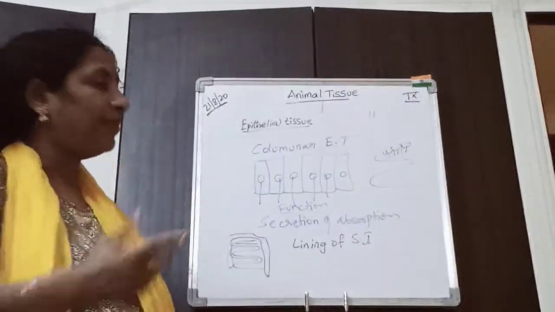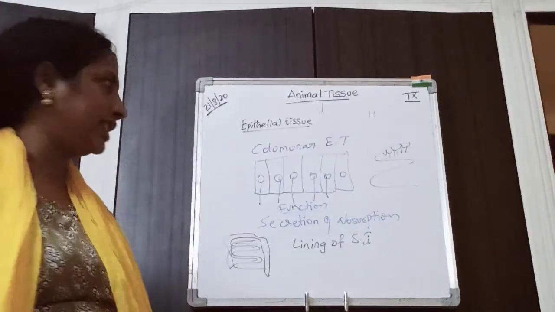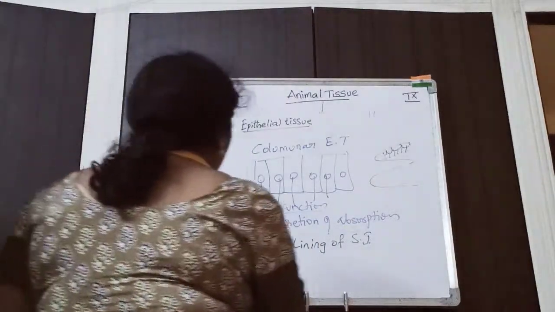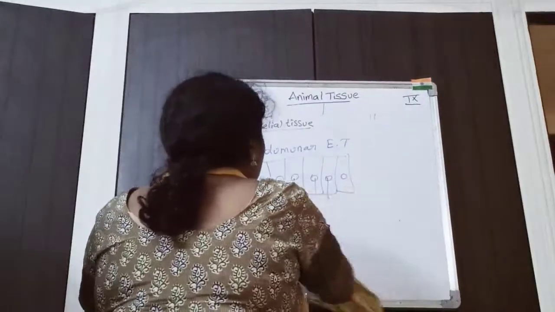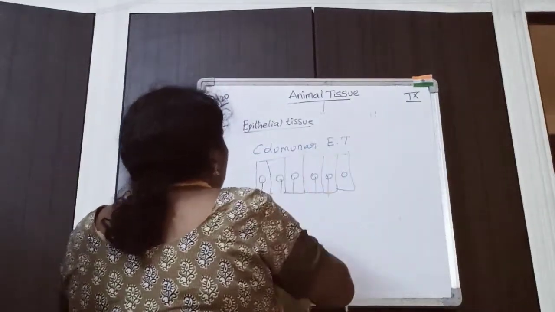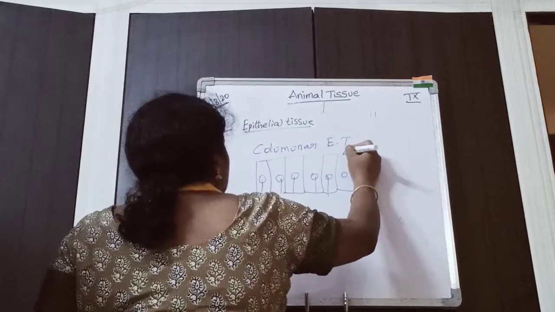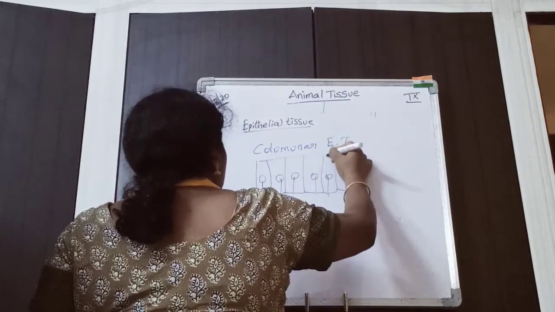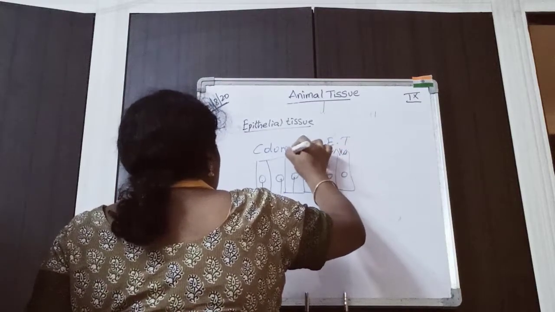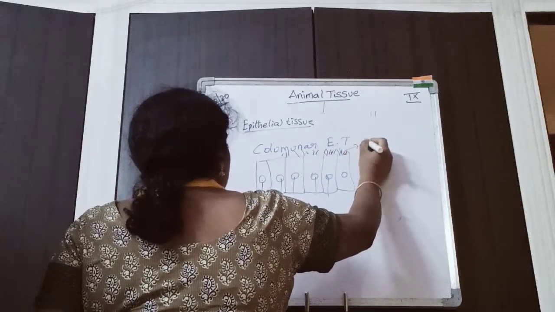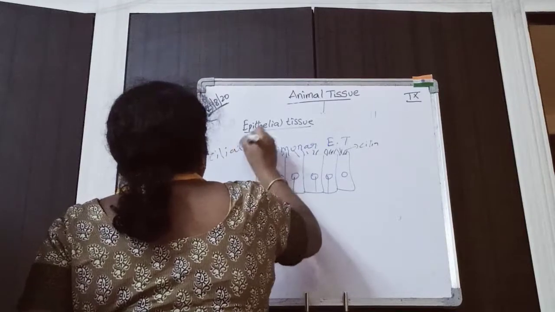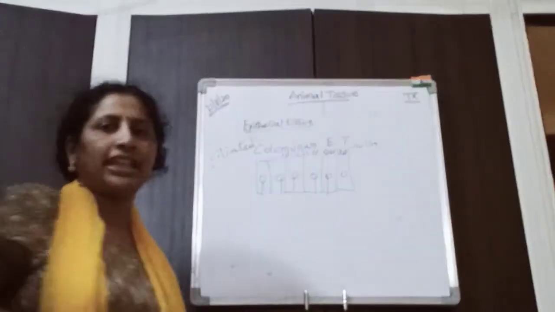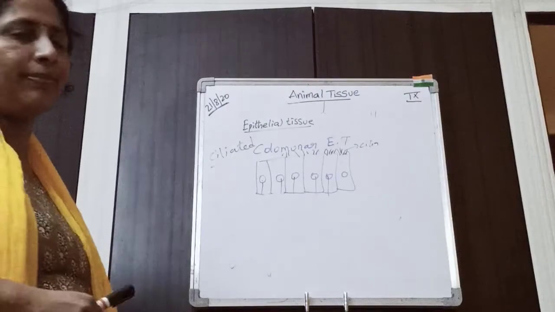Now another type of columnar epithelial cells are present which have cilia on them. In some of these columnar epithelial cells you will have cilia on them. On the top you will have some hair-like structures which are called cilia. So these cells are called ciliated columnar epithelial tissue.